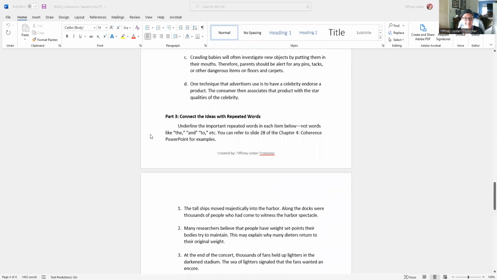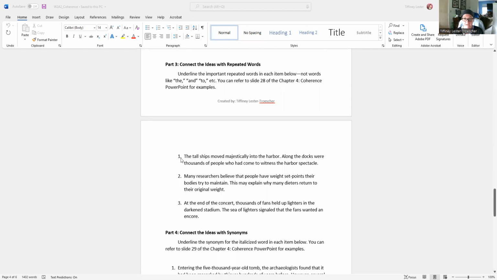Part 3 is on connecting ideas with repeated words. We're not talking about simple words like the, and, to, so. We're talking about substantial words, important words that are being repeated on purpose or for effect. Right, so here in number 1, underline or highlight the word that is being repeated for effect, to make it stronger. And same for 2 and same for 3. We talked about this on slide 28 of the chapter 4 coherence PowerPoint.